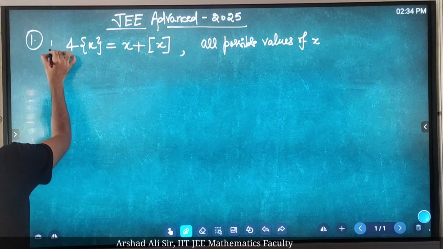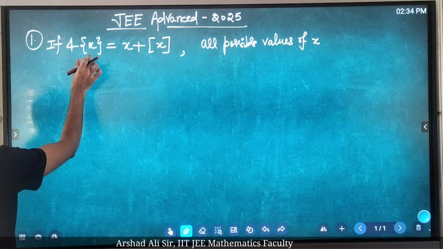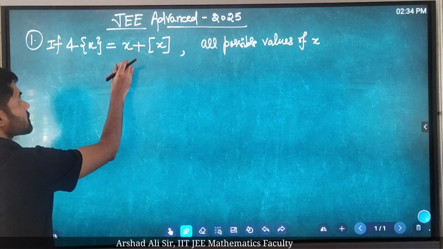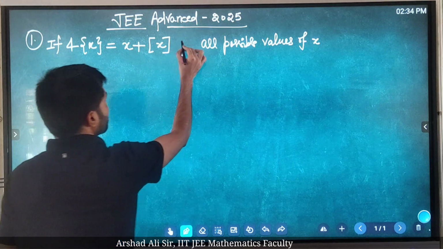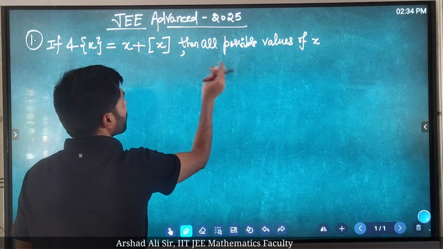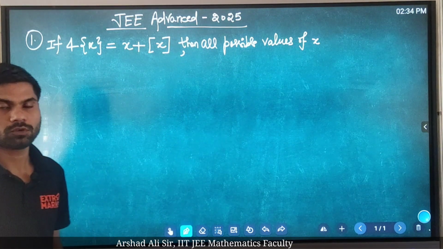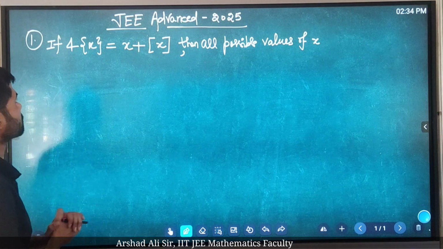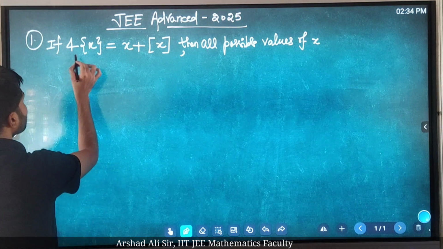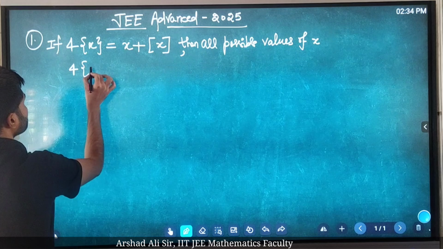We have a question: if 4 times the fractional part of x is equal to x plus the greatest integer of x, then we have to find all possible values of x. So how can we solve this question? Here we have 4 times the fractional part of x.